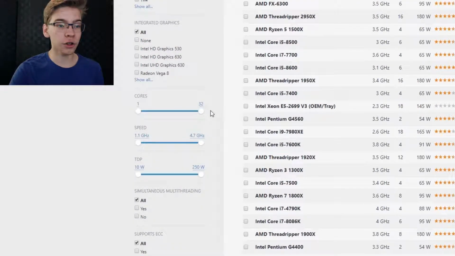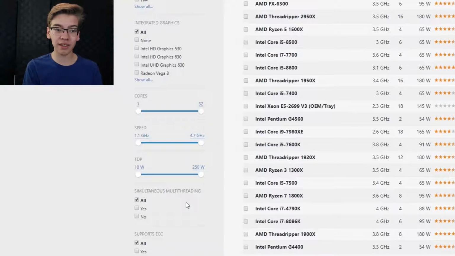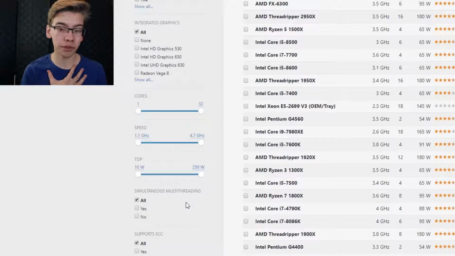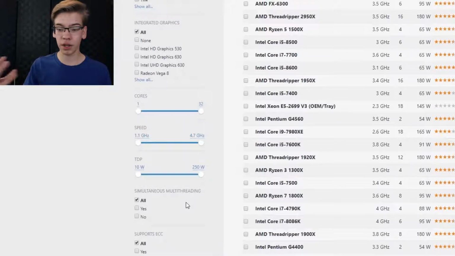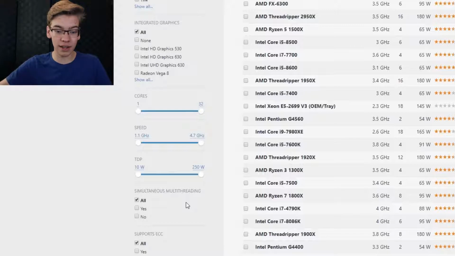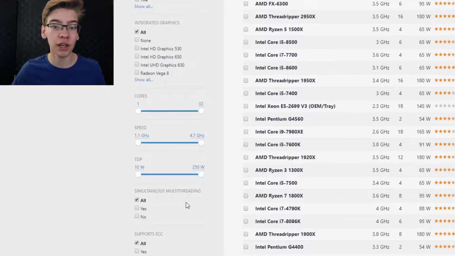Down here we have cores, speed, and hyper-threading. Now it says simultaneous multi-threading, but I call it hyper-threading because that's what Intel called it, but then AMD started coming out with CPUs that did hyper-threading and they called it something else, so that's why it's called multi-threading, but I'm just going to call it hyper-threading for the sake of things. So these three things are the main three things you need to pay attention to when choosing a CPU.